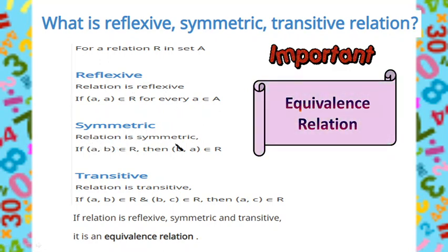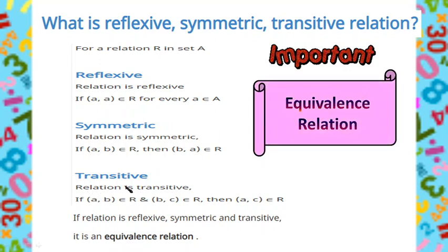Symmetric. A relation is symmetric if (a, b) belongs to R, then (b, a) also belongs to R. For example, if we have (1, 2) in that relation, then at the same time we have (2, 1) also in that relation. So we call that relation a symmetric relation.